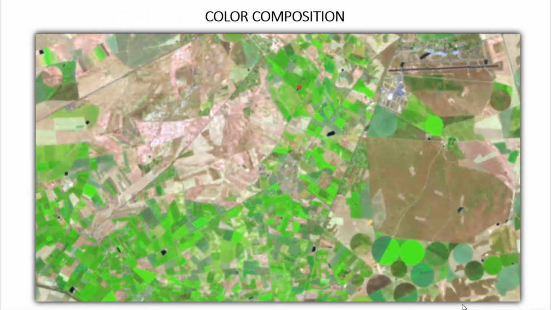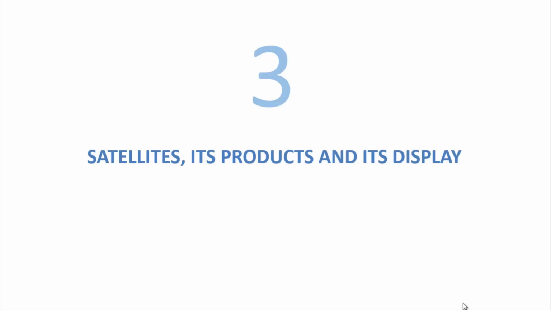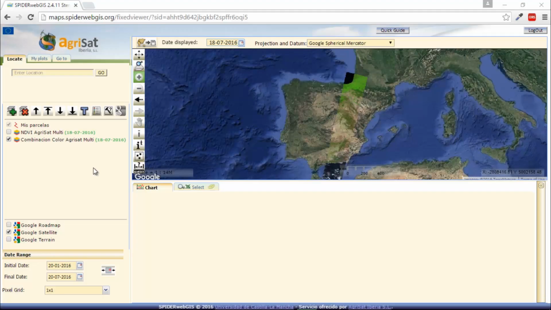Color composition, which is a qualitative product where the image has been manipulated in order to highlight vegetation above other types of objects. There are two types of layers. The main group of layers, pictorial, NDVI, and color composition, and the group of layers used as a spatial reference, based on Google. These layers are shown as a background in order to have spatial reference in the map.